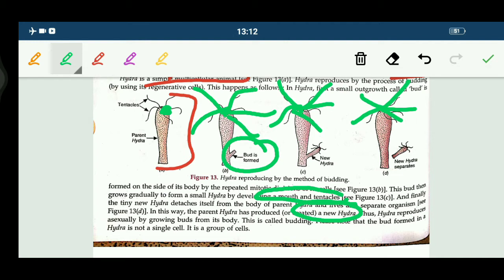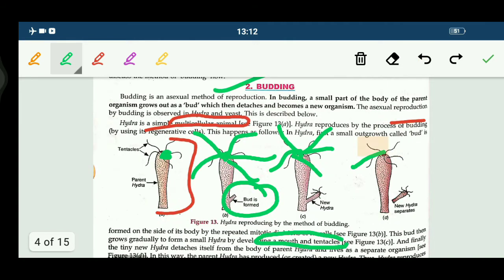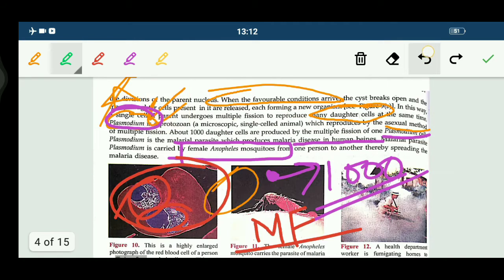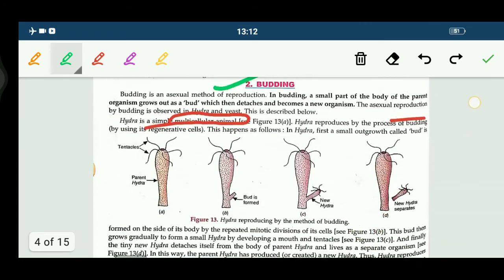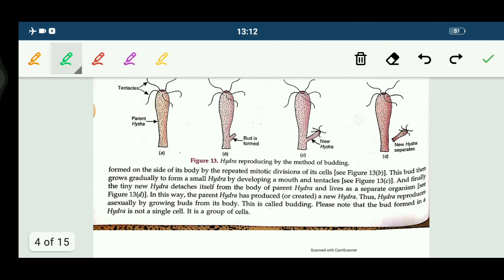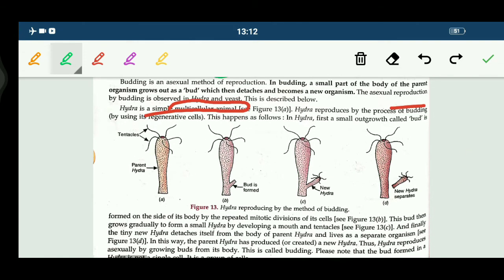You can see here, initially it grows the bud, then what happens students, the bud keeps on growing. Now this bud grows gradually to form a small hydra by developing the mouth and the tentacles, and finally the tiny new hydra detaches itself from the parent body, and it lives as a separate organism. So this is all about budding.